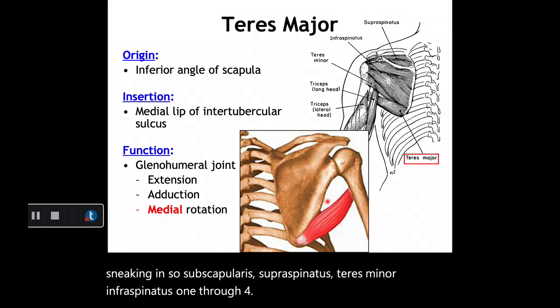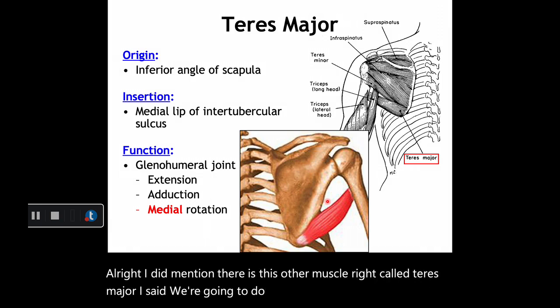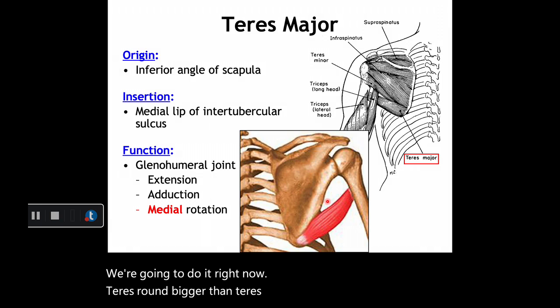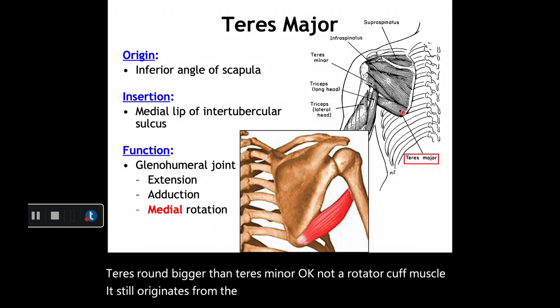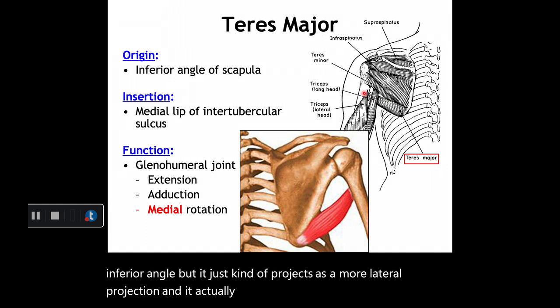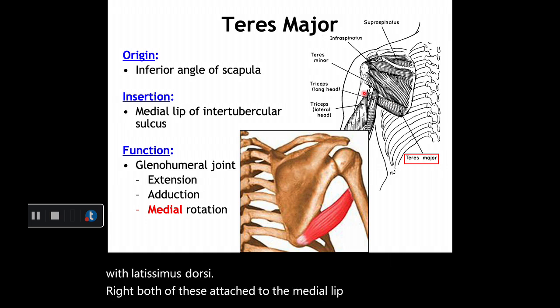All right, I did mention there is this other muscle called teres major. I said we're going to do it next week. Well, I was wrong. We're going to do it right now. Teres, round, bigger than teres minor, okay? Not a rotator cuff muscle. It still originates from the scapula, this inferior point called the inferior angle, but it has a more lateral projection, and it actually inserts, it has a shared insertion with latissimus dorsi. Both of these attach to the medial lip of the intertubercular sulcus.